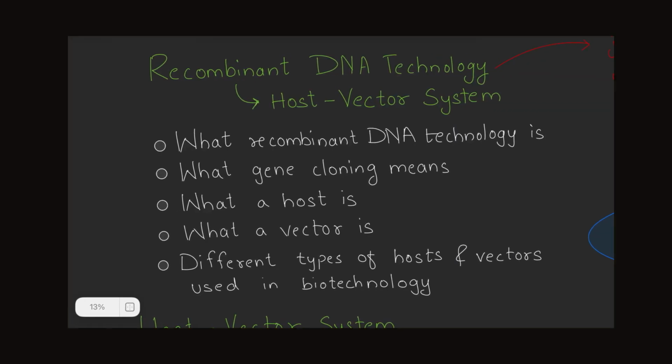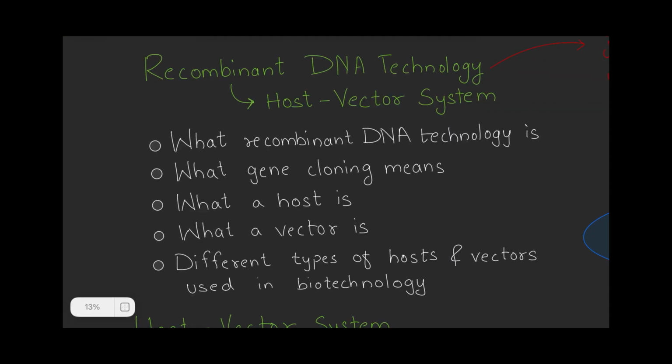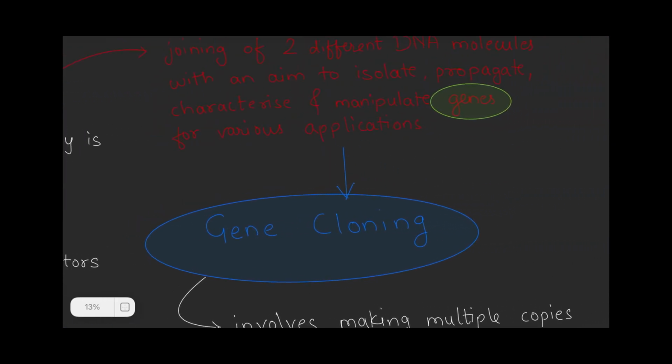Welcome back, students. Today, we are starting something very important in biotechnology, the recombinant DNA technology. Now, this chapter is foundational. If you understand this properly, everything else in biotechnology becomes easy. In this video, we are going to understand what recombinant DNA technology is, what gene cloning means, what a host is, what a vector is, and the different types of hosts and vectors used in biotechnology. So let's begin. So first, what exactly is recombinant DNA technology?